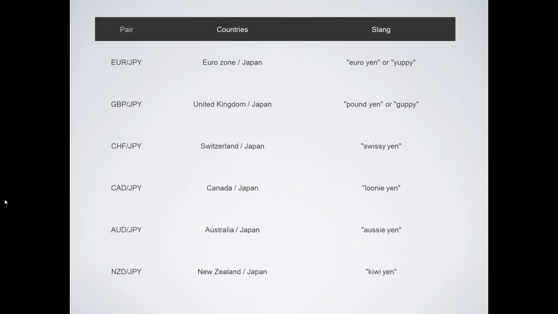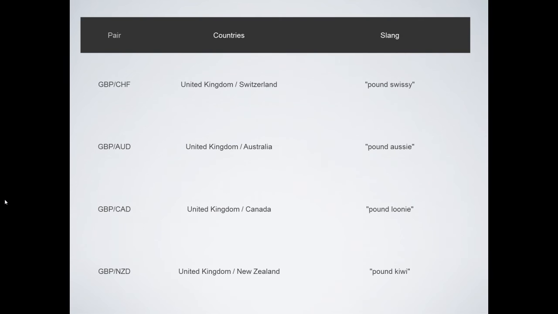Once again, you can either pause the video or refer to the notes below if you want to look at this in more detail. And people also refer to pound crosses, which is any big currency against the pound. So you've got pound Swiss franc, pound Aussie, pound CAD, pound Kiwi in that example there.